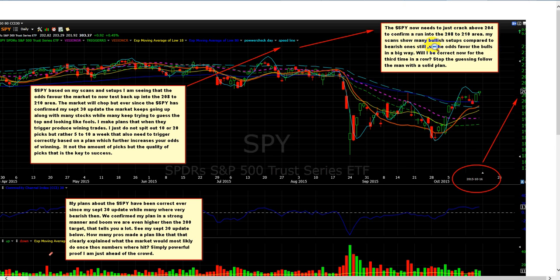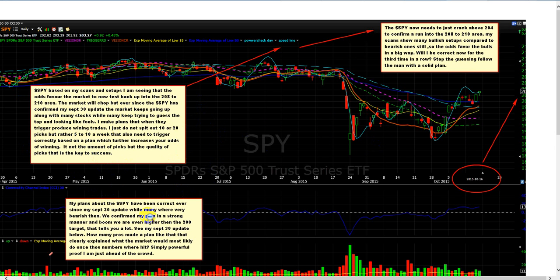My scans still show how many bullish setups compared to bearish ones, so the odds favor the bulls in a big way. Will I be correct now for the third time in a row? Stop the guessing, follow the man with a solid plan. Press pause or read this after the video, come back to this chart and really read this. But that's what I do.